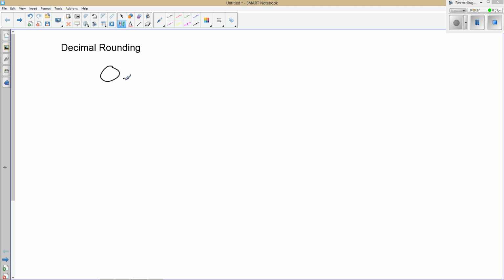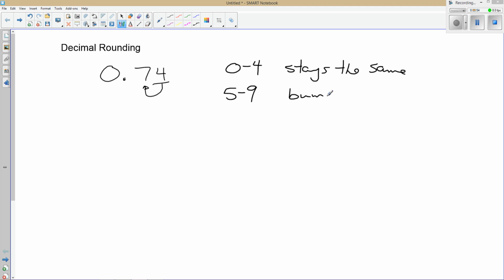If we're trying to round, say, the number 74 hundredths, we're using the 4 to help us round the 7. The hundredths help us round the tenths. We take a look at the neighbor. It still follows the rules: 0 to 4 stays the same. 5 to 9 bumps up. We round up.